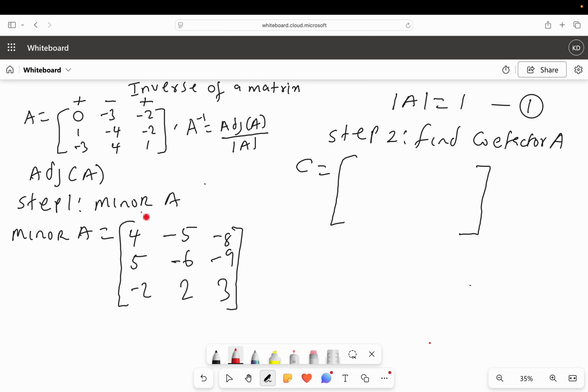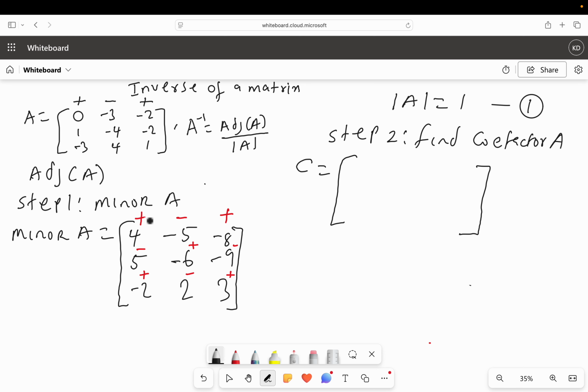So I will start with positive, then I will have negative, positive. So here I have positive, so it means this one will be negative, then positive. Here is negative, so it will be positive, negative. Here I have positive, so it will be negative, positive.